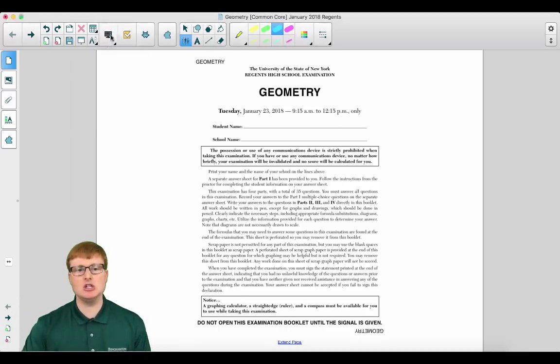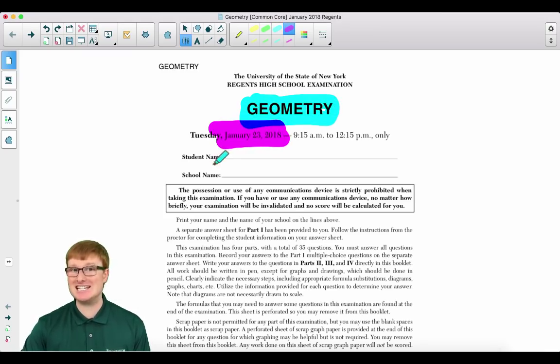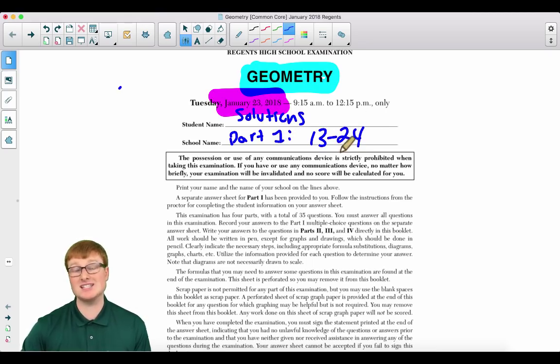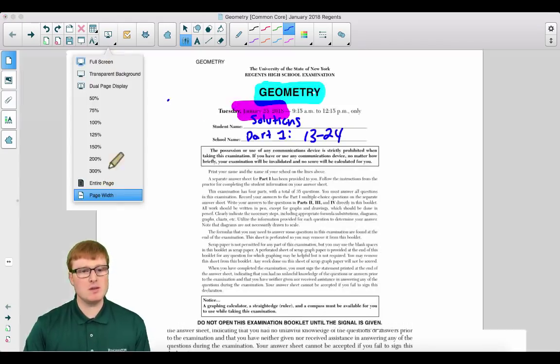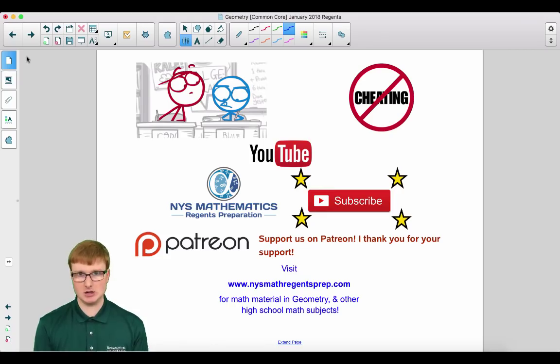This is the Geometry Common Core Regents exam for January 2018. Yes, 2018. That's how far we are into this Common Core stuff. These are going to be the solutions to part 1, the multiple choice questions, questions 13 through 24, the second half of the multiple choice section of this examination.